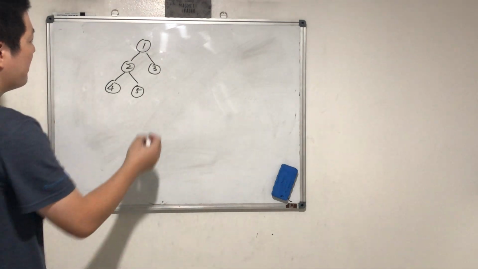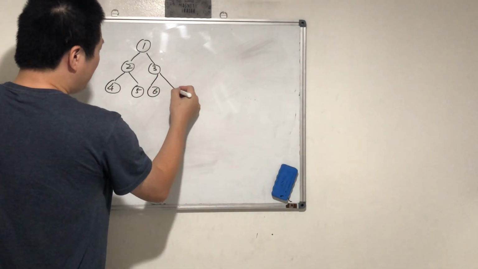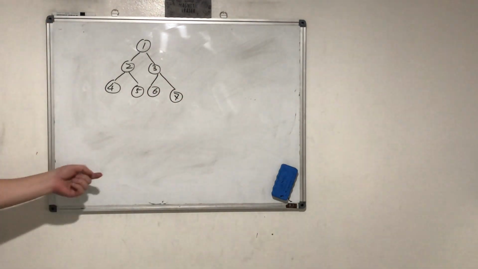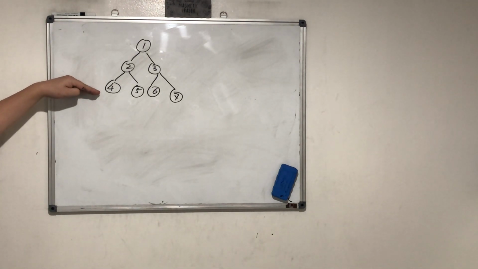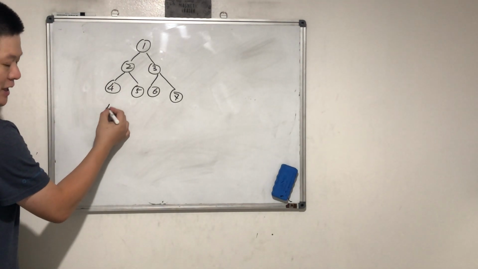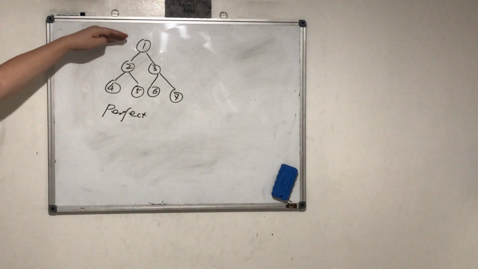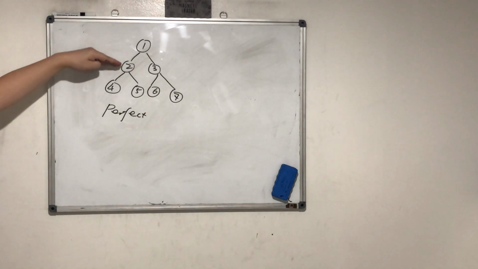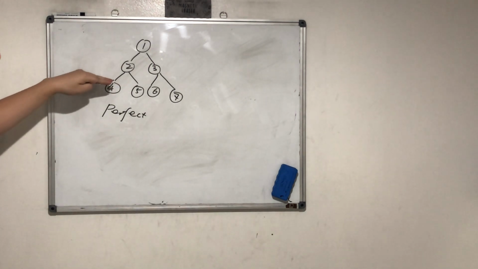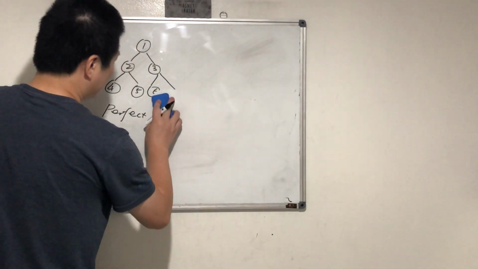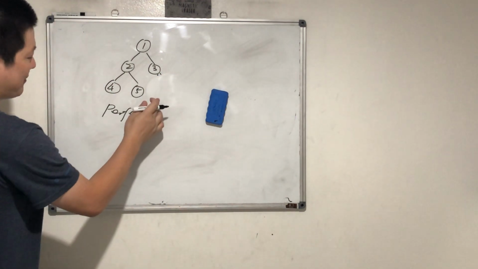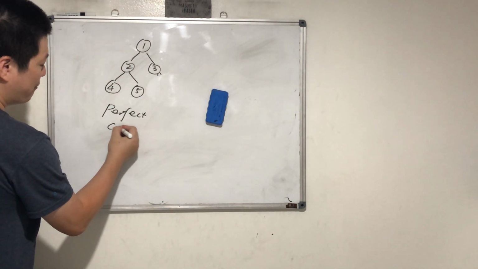If this is a binary tree and every level is fulfilled, we call it a perfect binary tree. If a binary tree is fulfilled at every level, except possibly the lowest one, and the lowest one is only fulfilled from left to right, then we call it a complete binary tree.